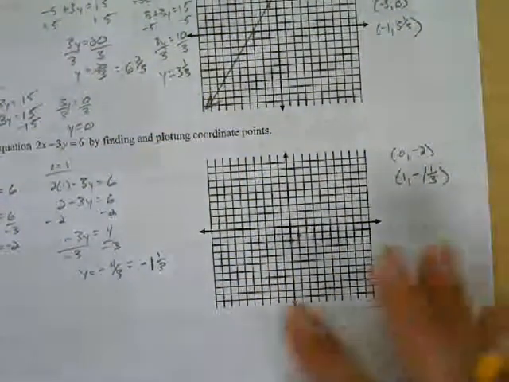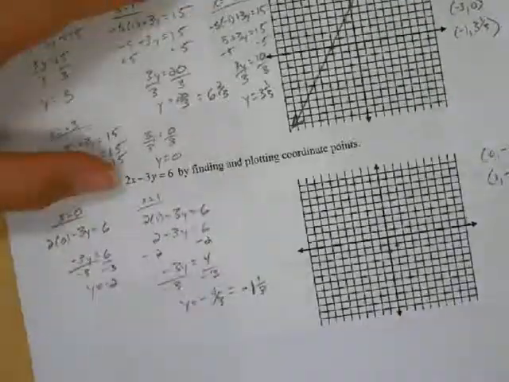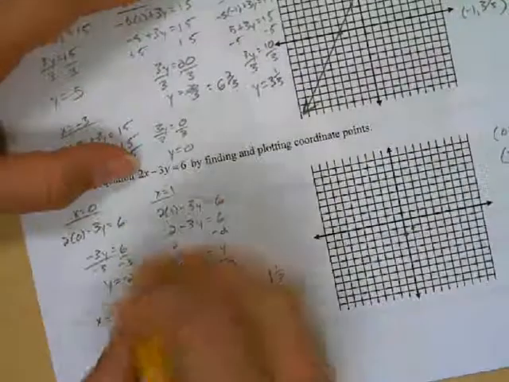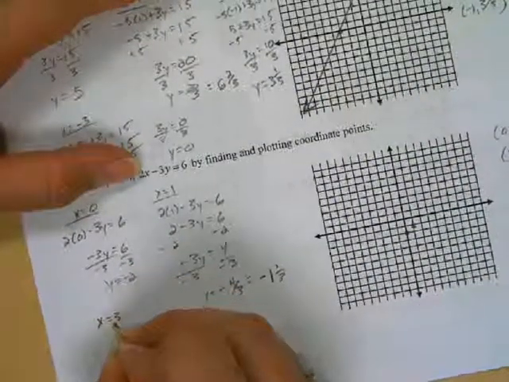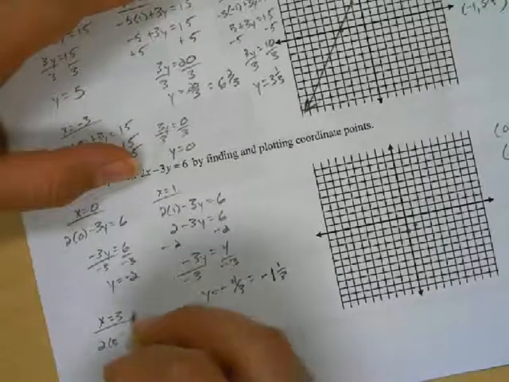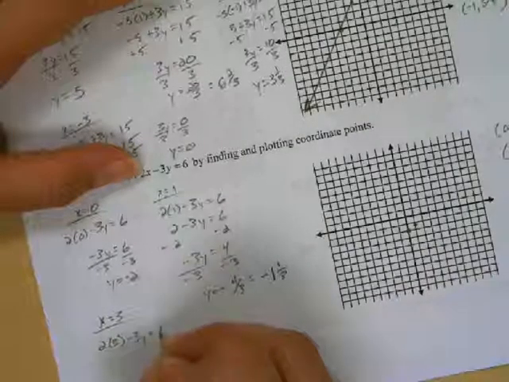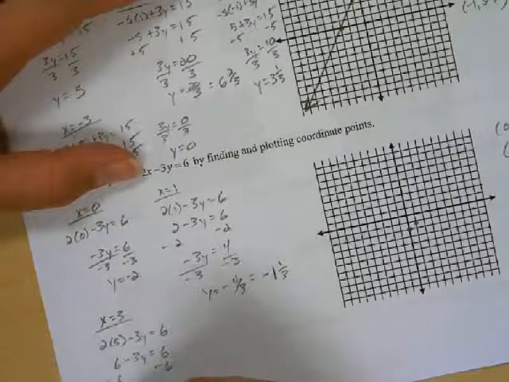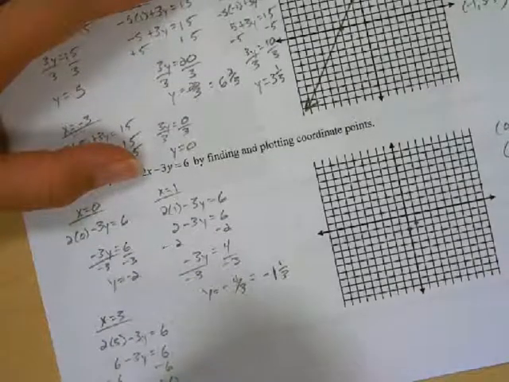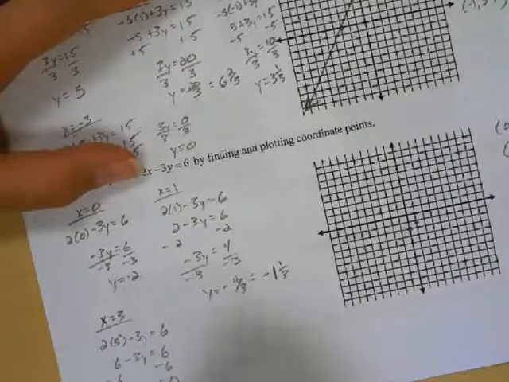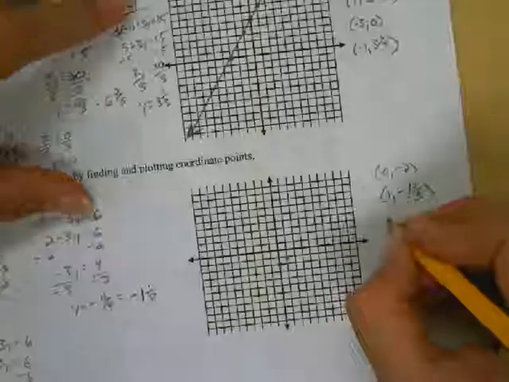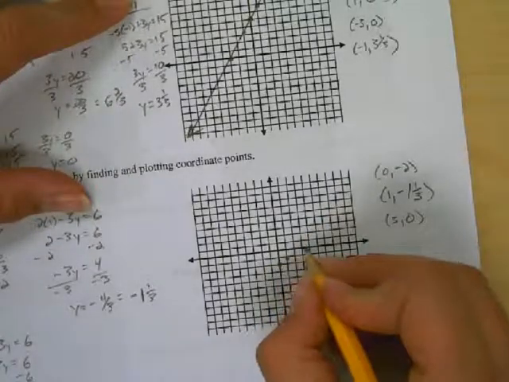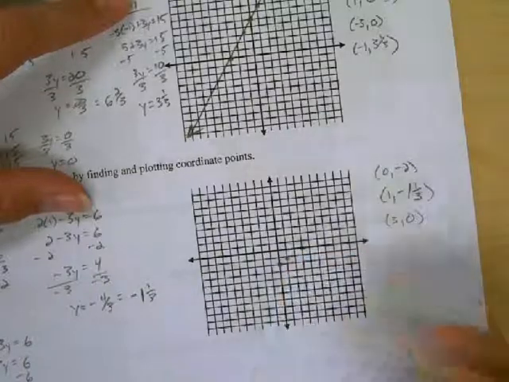Alright, so I'm going to pick one more. I'm going to pick one that actually works out very nicely. Okay, so again, I'm divisible by 3, so I'm going to try 3, see if that works. x is 3. Plug that in. 2 times 3 minus 3y is equal to 6. 6 minus 3y is equal to 6. Subtract that 6. Negative 3y is equal to 0. Divide by negative 3. y is 0. So when x is 3, y is 0. What do you know? It's falling into line with all of those.